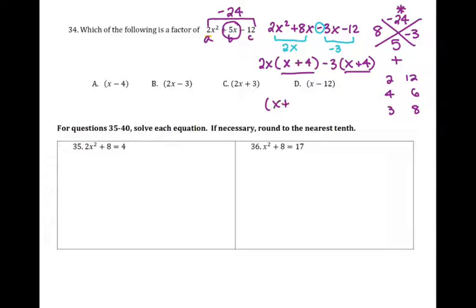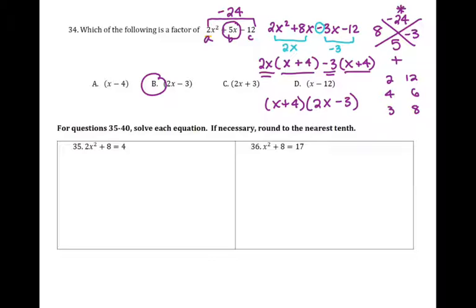From there, I can get to my double bubbles, or my factors. I like to call them double bubbles. I have x plus 4, and what was in the front of my parentheses is my other factor. So I have x plus 4 times 2x minus 3, which is a factor, 2x minus 3.